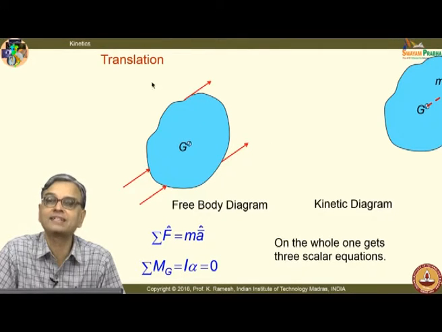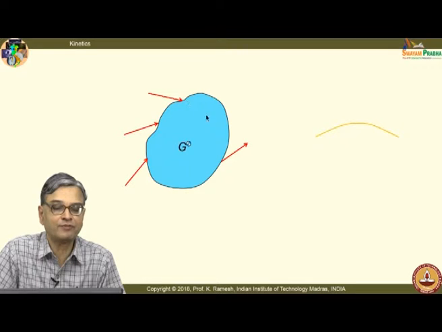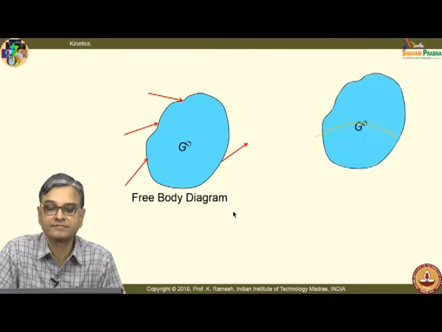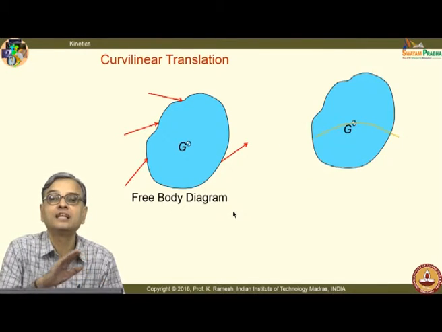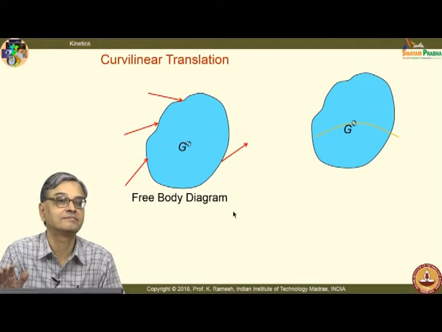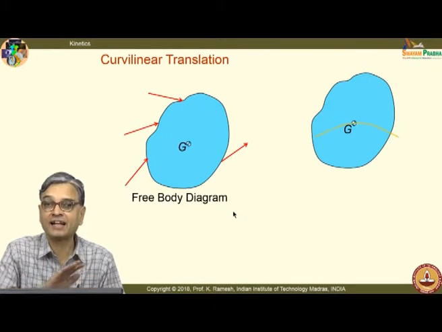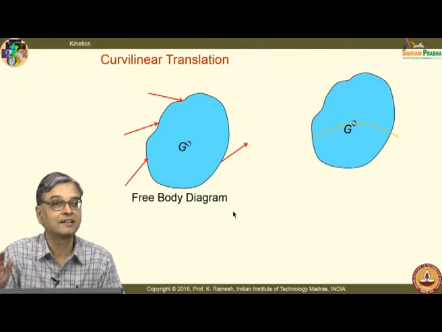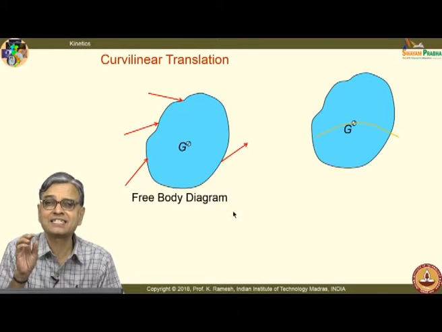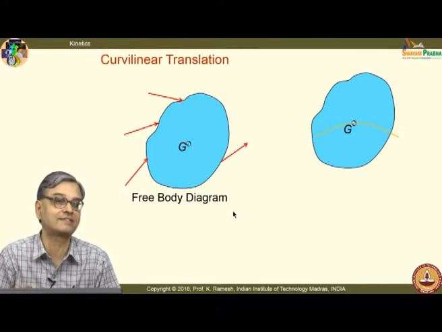We have initially looked at translation, and what was the next thing we learned in the context of rigid bodies? I can have a force system like this, and the rigid body also can have a motion like this. Carefully observe how the rigid body has moved. It had taken a curvilinear path, but it has not rotated about itself. It is a very subtle point, and you will have to appreciate that you can also have curvilinear translation.